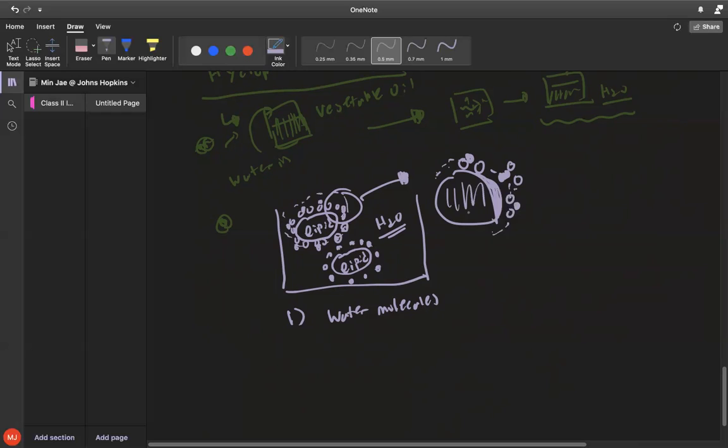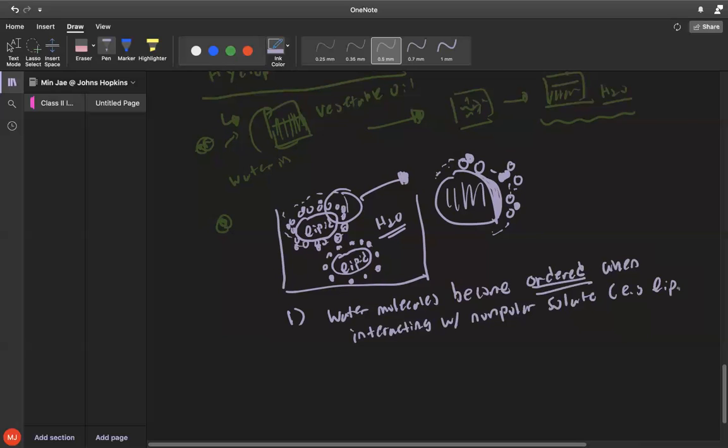So one of the properties you can observe from here is that water molecules become ordered and interacting with nonpolar solute, here, e.g., lipid.